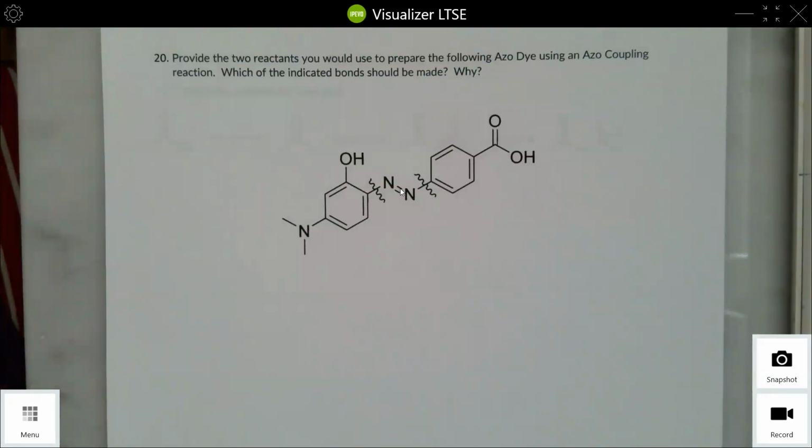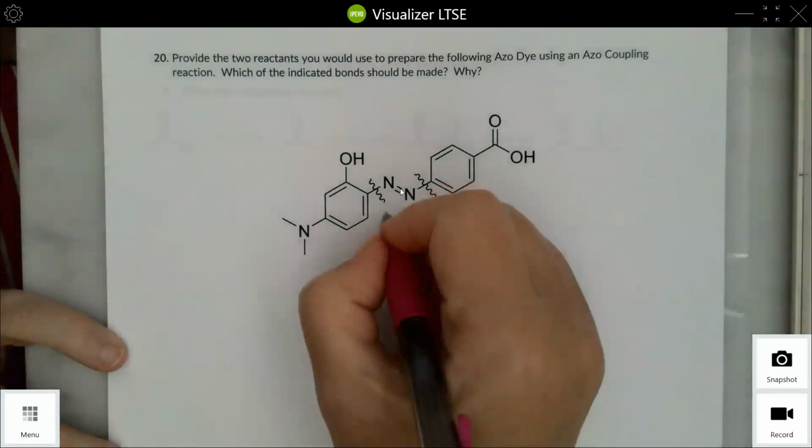Provide the 2 reactants you would use to prepare the following azo dye using an azo coupling reaction. Indicate which of the indicated bonds should be made and why. So we actually want to make this bond, right?